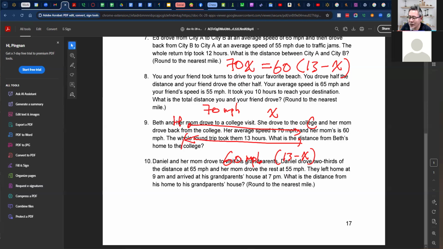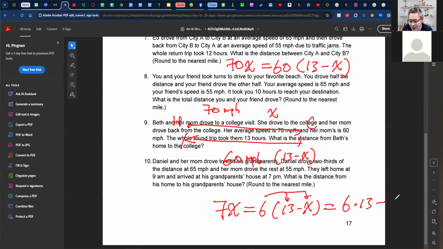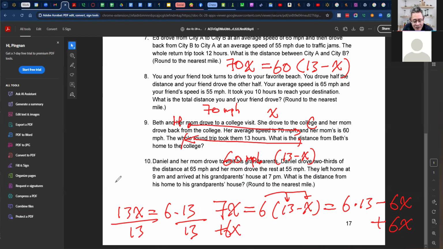Okay. And then we can divide by 10 on both sides, so that makes things a lot easier for us. So 7x equals 6 times (13 minus x). And we just plug that in, it is 6 times 13 minus 6x. Then we add 6x on both sides. We got 13x equal to 6 times 13. Then divide by 13. We got 6 hours. Now 6 hours times 7, 420 miles.